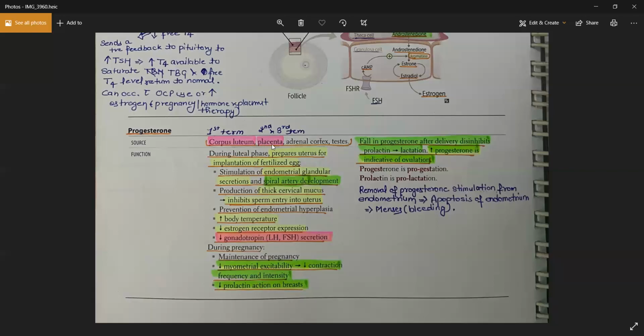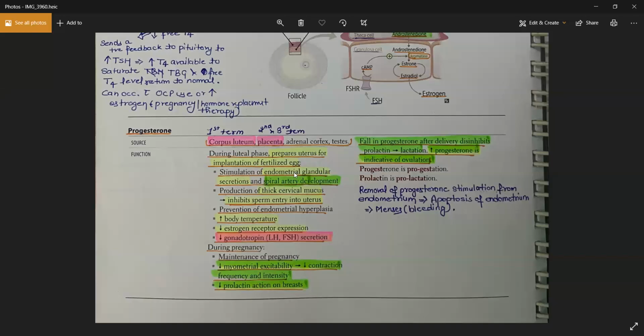Other sources are the adrenal cortex, the zona reticularis cells, and the testes, which also secrete progesterone. Its function is in the luteal phase, which we'll discuss later. It will prepare for implantation and fertilization. It will stimulate the endometrial layer of your uterus to increase its secretions, and it will also form spiral arteries in the endometrium.